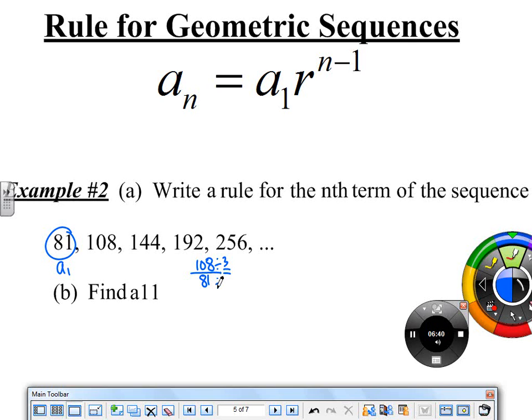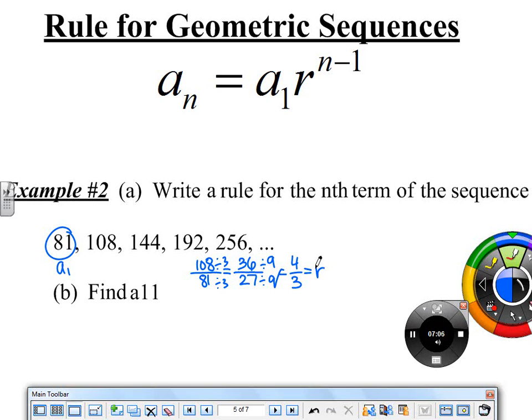Those are divisible by 3, I believe. So 27. And 108 divided by 3 would be 36. And then both of those things are divisible by 9. So I'd get 4 over 3. Okay. So 4 over 3 is my ratio.